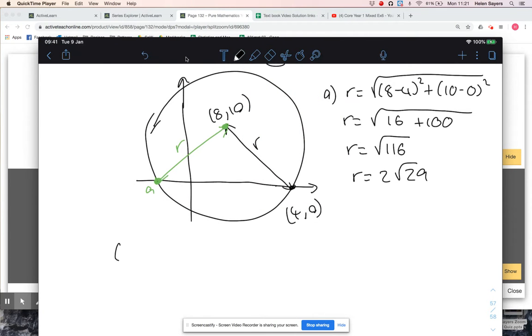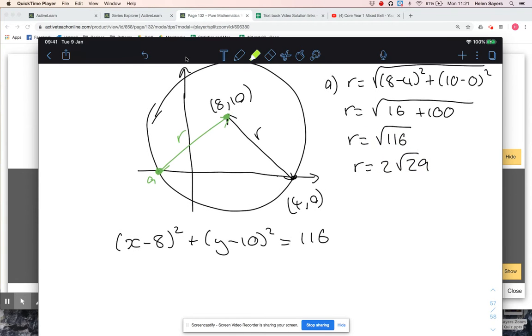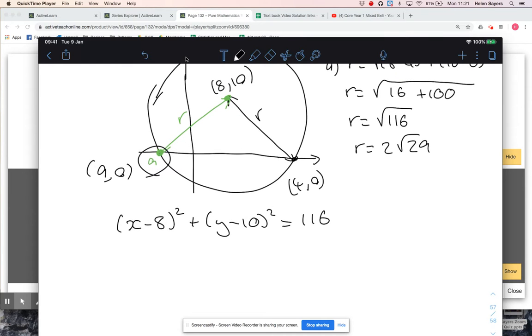Right, so I know the full equation of this circle is (x minus 8) all squared plus (y minus 10) all squared, and that equals (2 root 29) squared. But obviously I know 2 root 29 is root 116. So if I square that, I'm going to get back to 116. So I am looking for this coordinate (A, 0). So I'm going to sub x is A, and y is 0 into the equation of a circle.